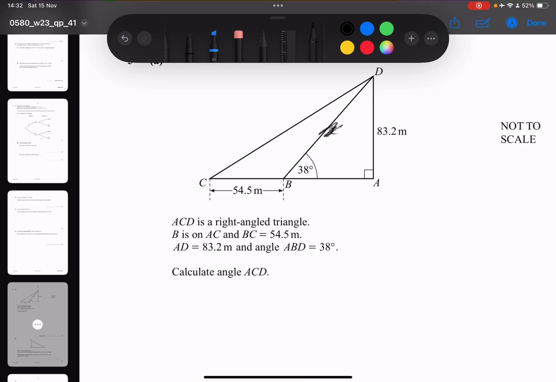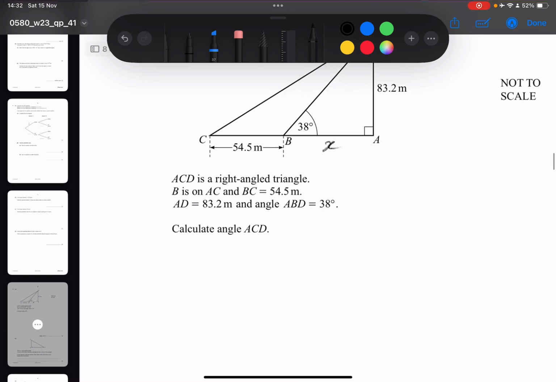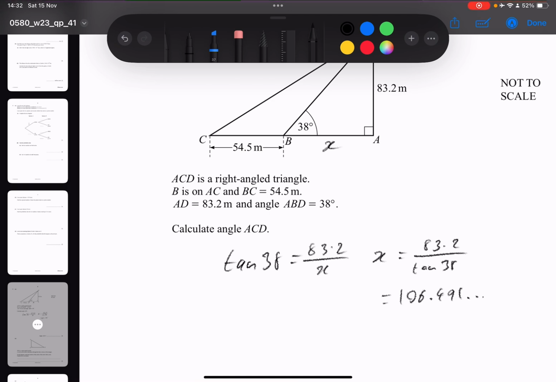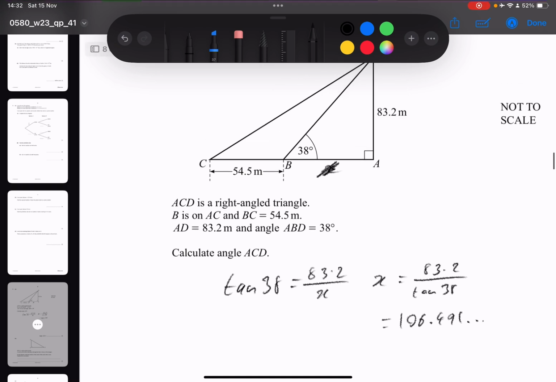We found the length of this, but instead, what's much better is to find the length of this, because then we can apply tan. So tan of 38 is equal to the opposite over adjacent, so it's 83.2 over x. That means x is 83.2 over tan 38, which gives us 106.491, etc. Now that I know that, I just add these two together.